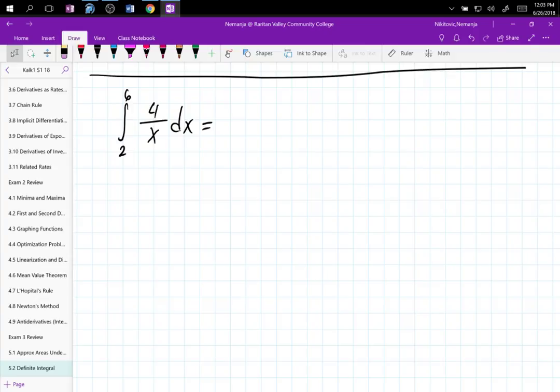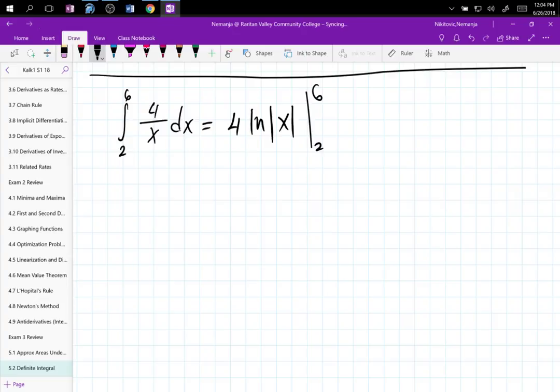So what's the integral over here? What's the antiderivative? 4 ln. Yes, say it. Absolute value of x. It's not there for decoration. We talked about it. It was minus 1 on the test. Now people are self-identifying themselves, I see. 4 ln absolute x computed from 2 to 6.